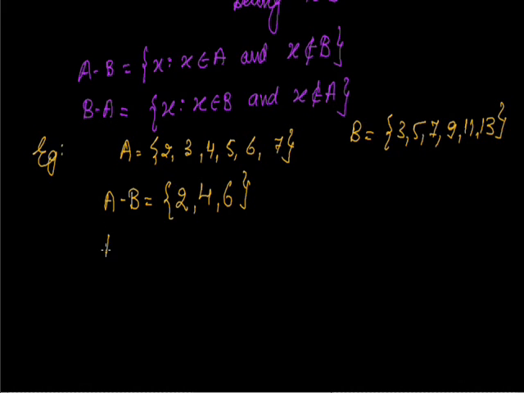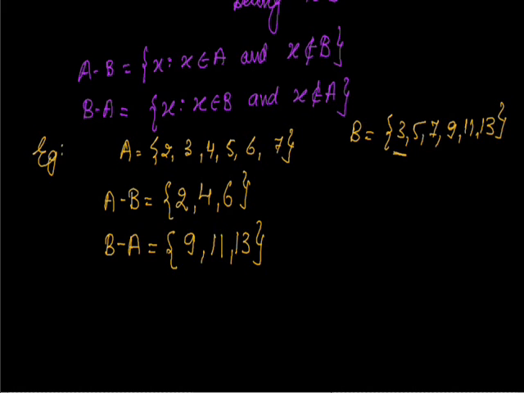But if we have to find B minus A, then we take first the element of B, that is 3. So 3 is common to both, so we will not take it. 5 is common to both, we will also not take this element. 7 is also common in both. 9 is not common, so in B minus A, 9 will come. 11 is also not common, 11 will come, and 13 will come. So in set B minus A only 9, 11 and 13 will come. So this is about the difference of sets.